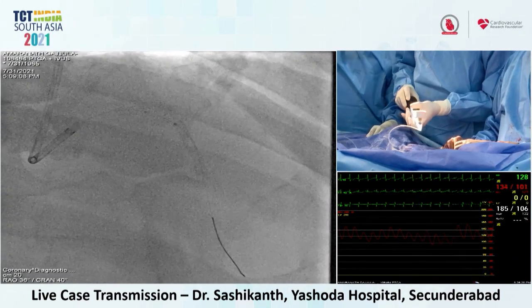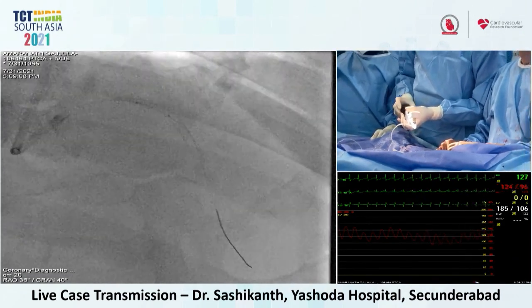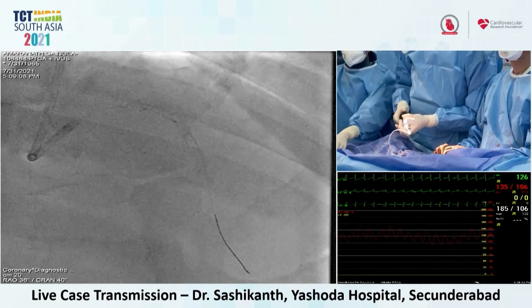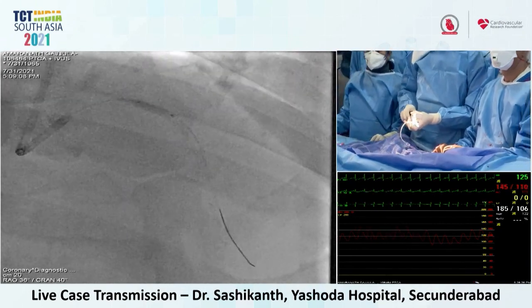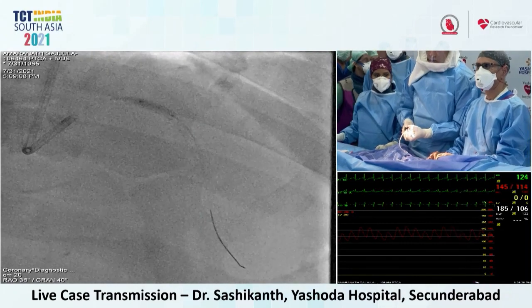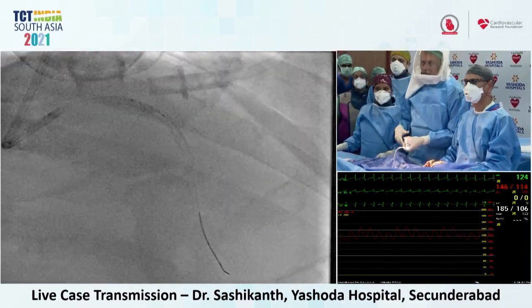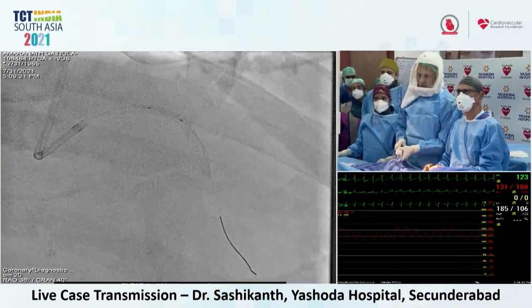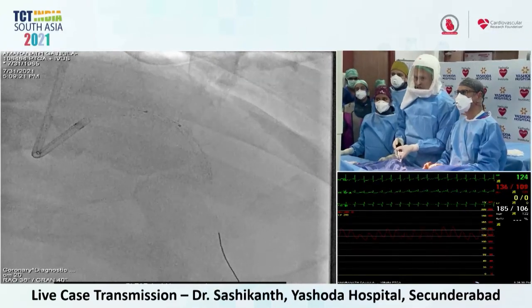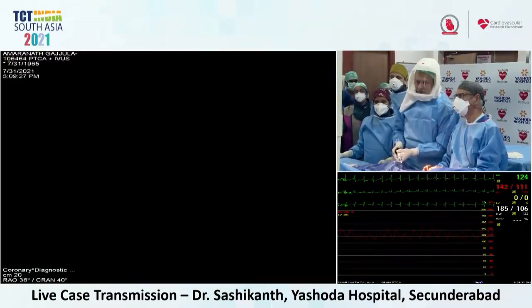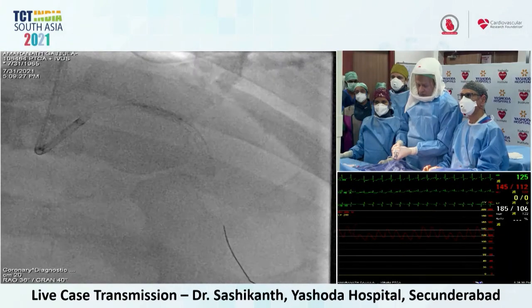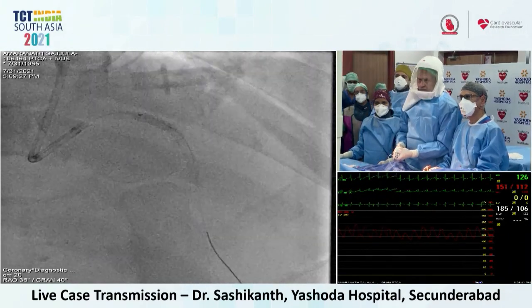So what we see now is a really high pressure in this patient, nearly 180. Does he have angina? He has no angina as of now. Yes, his pressures are going up with inflation. He's a little anxious, I think. Going up, 14 atmospheres.